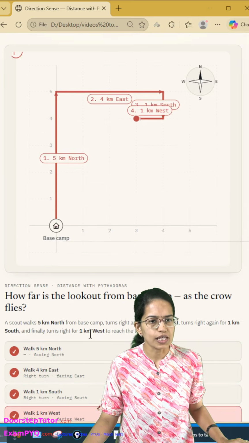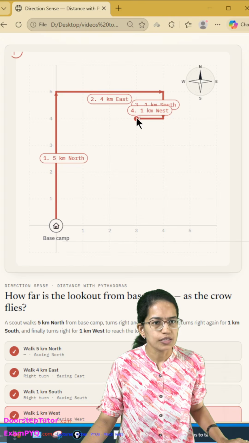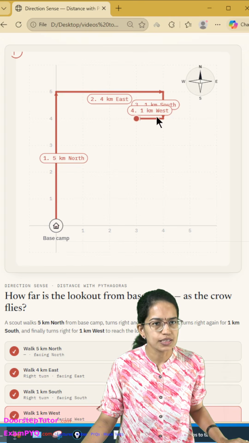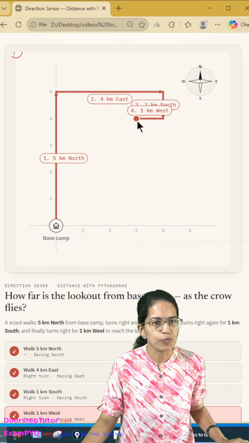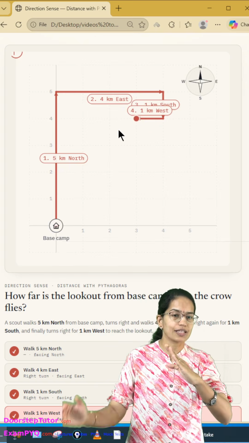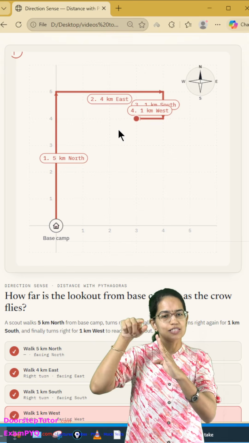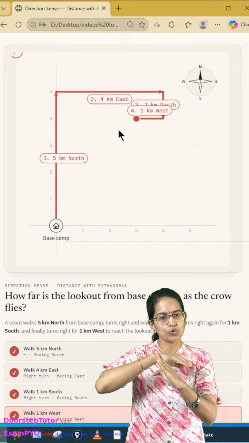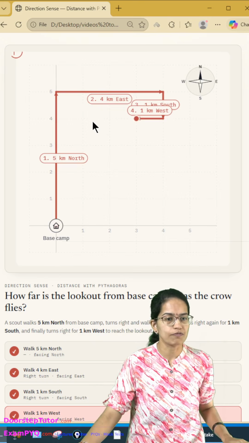Now the question says how much would he take to reach the lookout? Now this is how much? This is 3 kilometers and this is 4 kilometers, and this is the point that the base camp and the point has to meet, which is a diagonal. Okay, now this is the diagonal of a right angle triangle with sides 3 and 4. So this diagonal becomes square root of 3 squared plus 4 squared, that is square root of 9 plus 16, that is square root of 25, which is 5.